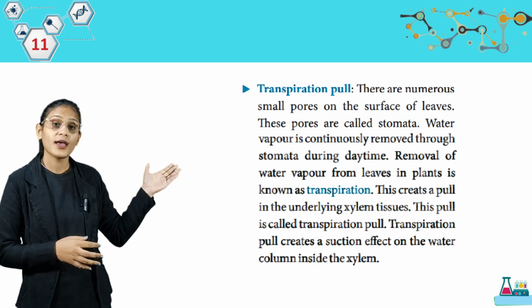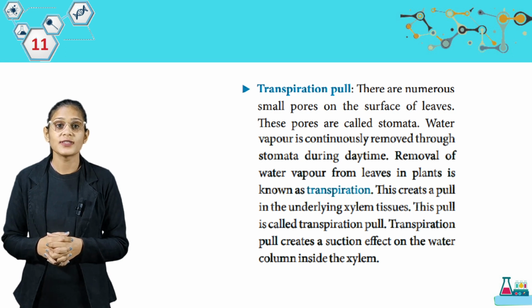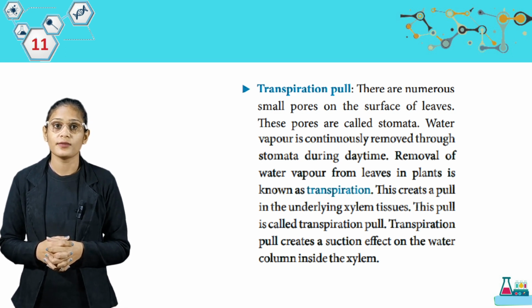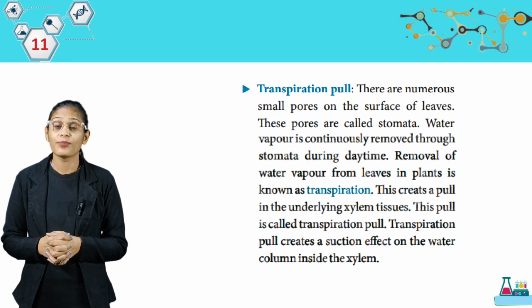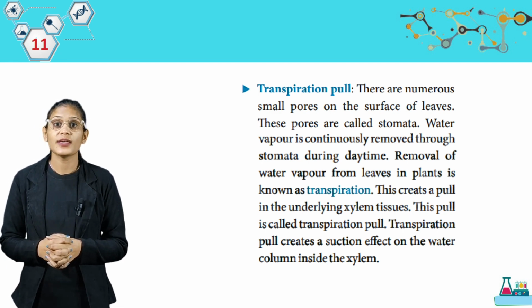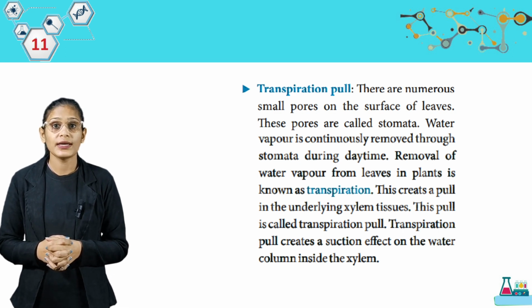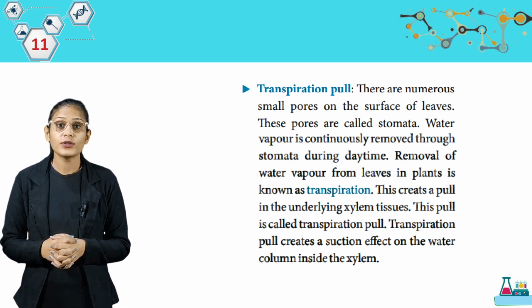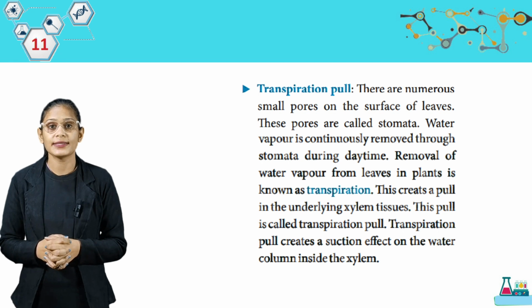Then we have transpiration pull. There are numerous small pores on the surface of leaves. These pores are called stomata. Water vapor is continuously removed through stomata during daytime. Removal of water from leaves in plants is known as transpiration. This creates a pull in the underlying xylem tissue. This pull is called transpiration pull. Transpiration pull creates a suction effect on the water column inside the xylem.